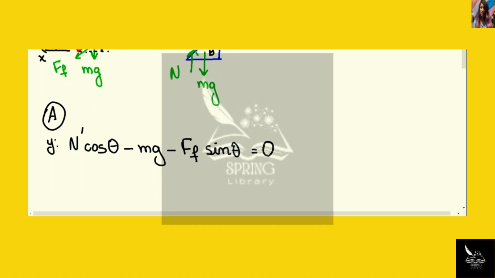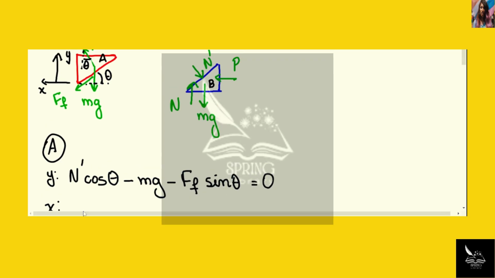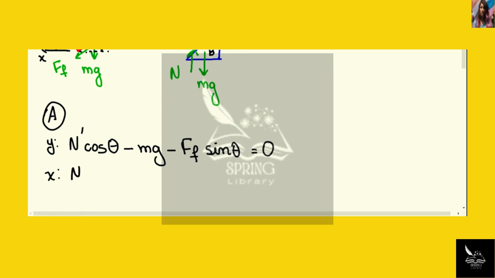Then in the x direction, we have n prime times sine of theta plus the frictional force times cosine of theta, and this is the mass times the acceleration.